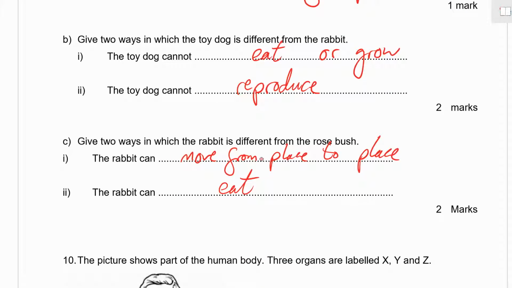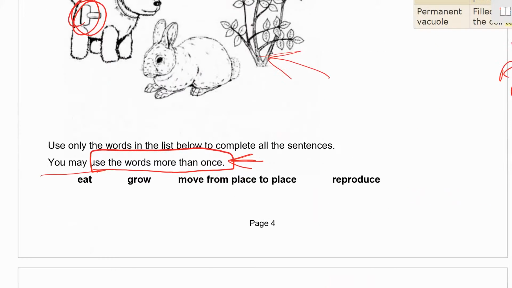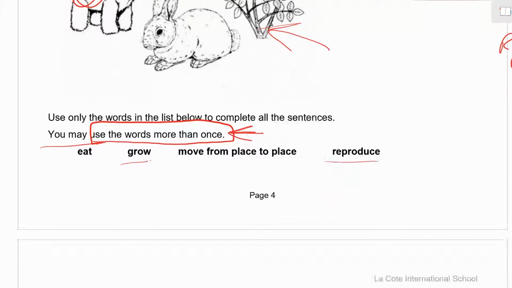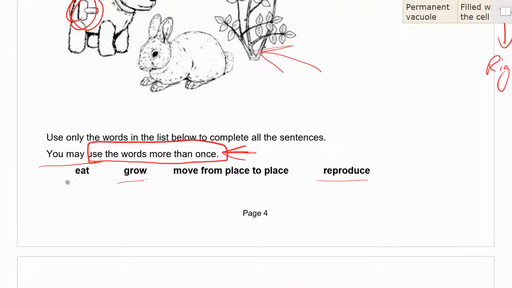Give 2 ways in which the rabbit is different from the rose bush. Well, the rabbit can move from place to place, and the rabbit can eat. So both the rabbit and the plant can grow, and they can both reproduce. But the plant doesn't eat because it uses photosynthesis to make its own food, and it doesn't move from place to place. Okay, I'll say that again.